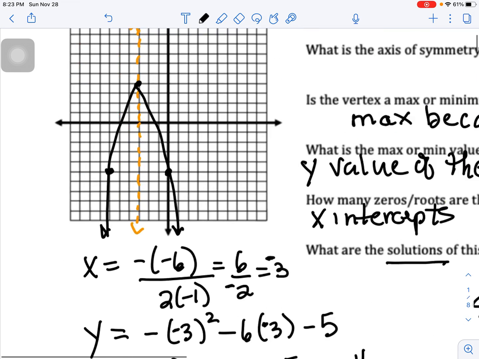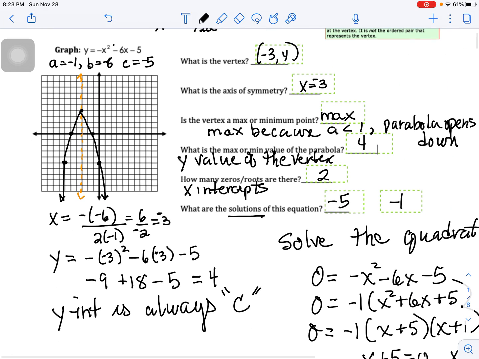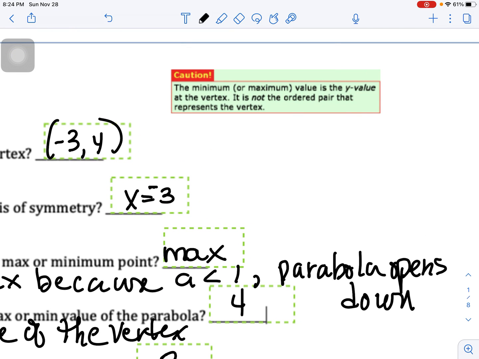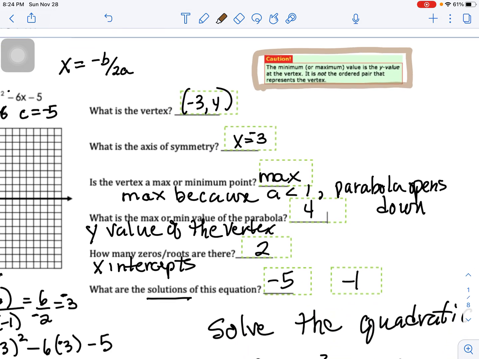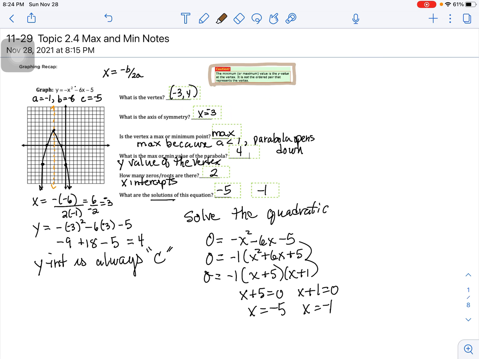That does appear to make sense if we go back to our graph. -1 and -5 are almost exactly where I went through the x-axis. And that is a recap of graphing a quadratic or a parabola. Now I want you to notice up here, it says caution: the minimum or maximum value is the y value at the vertex. It is not the ordered pair that represents the vertex. So that's super important that you answer it correctly. So what is the max or min value? It is the y value of the vertex.